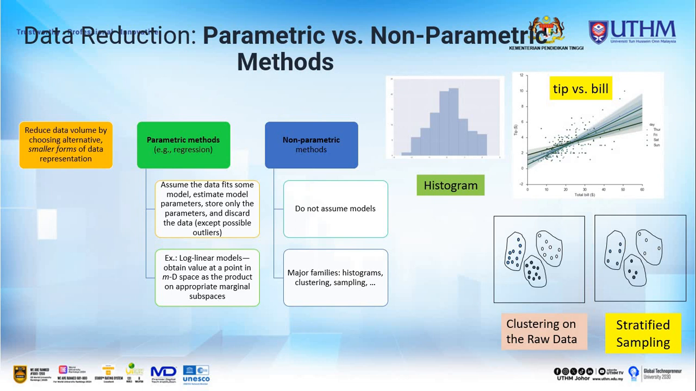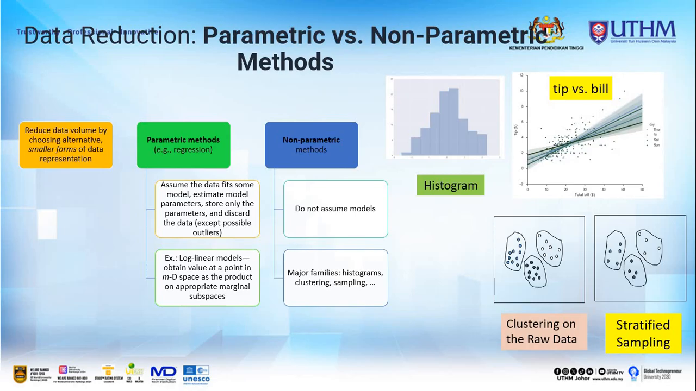On the other side, non-parametric methods also have some characteristics. The main one, as I just mentioned, is that they do not assume models. Parametric methods assume a model, but non-parametric methods do not. They focus on data patterns. This method directly analyzes the raw data to identify patterns or structures. Major families under the non-parametric methods are histograms, clustering, sampling, and stratified sampling.